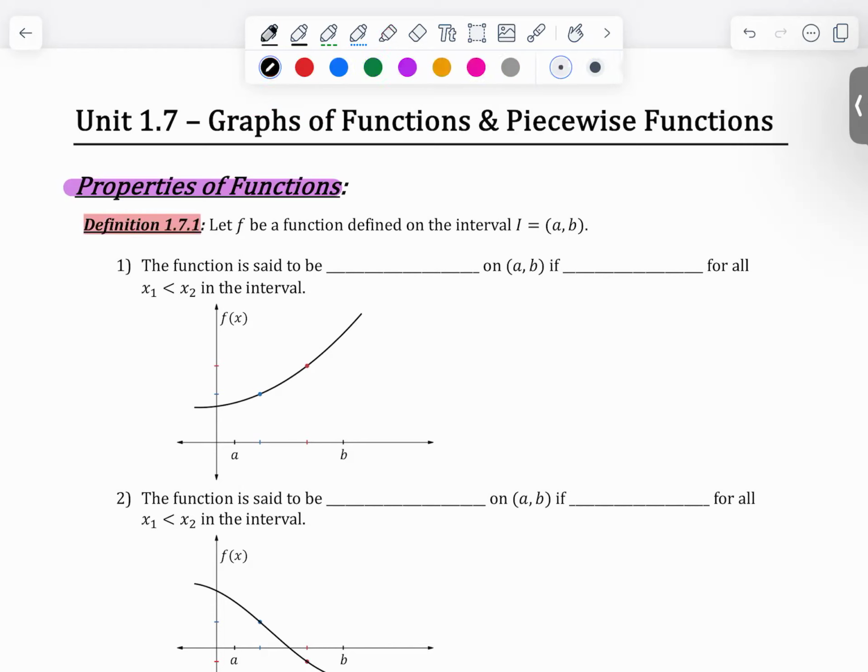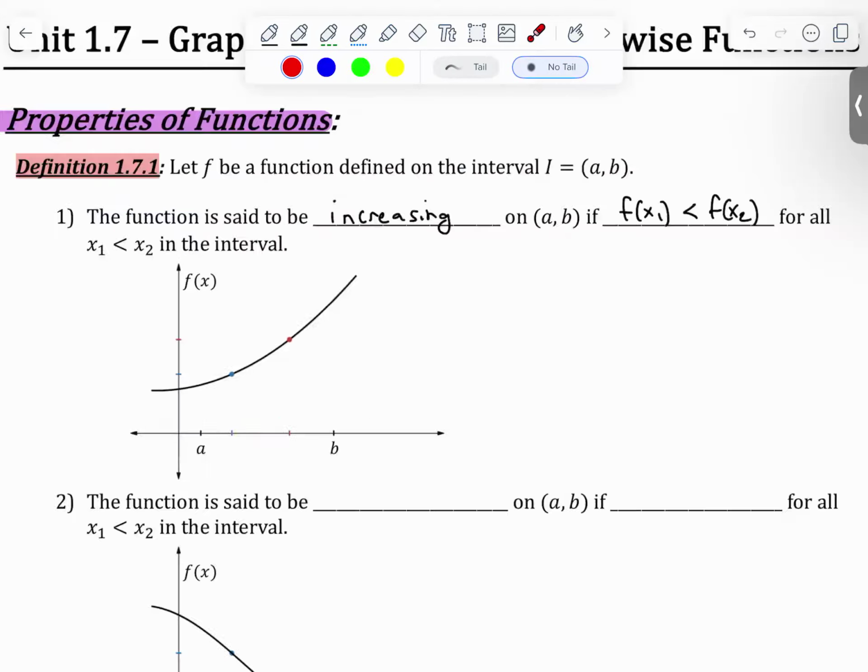Let f be some function defined on an interval a comma b. The function is said to be increasing on that interval if f of x sub 1 is less than f of x sub 2 for all x sub 1 less than x sub 2 in the interval. Now, that's a very mathy definition, and it's best seen visually what's really happening.